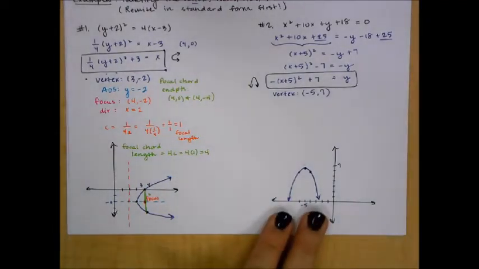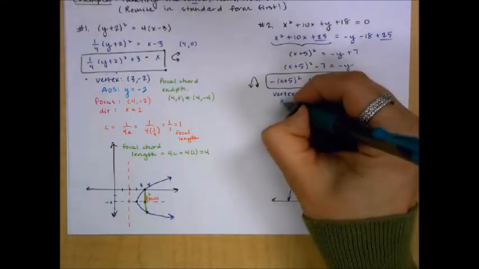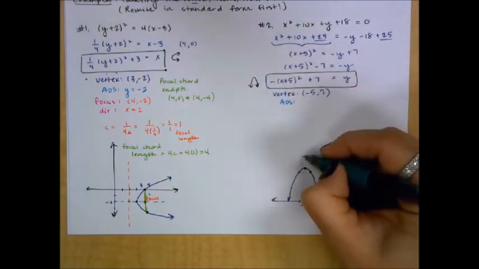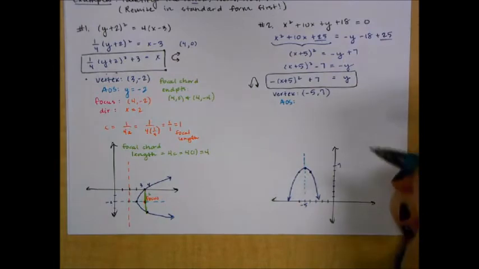So let's work on the axis of symmetry, running through the vertex. This time, though, it's a vertical line. x is equal to the x value of the vertex, negative 5.